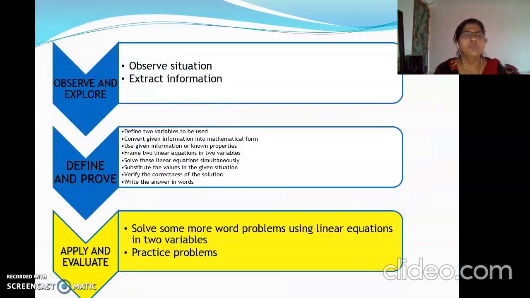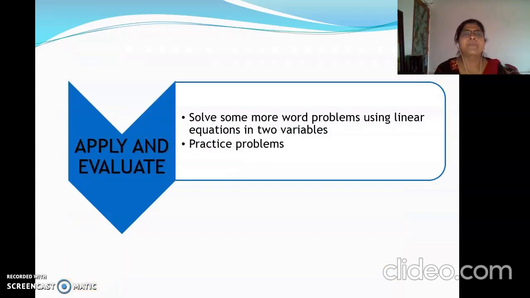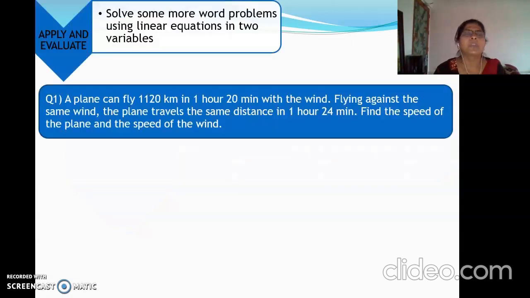Now let's move to the third and final phase of the presentation, that is apply and evaluate. By following the steps given in the define and prove phases, let's solve some more word problems using linear equations in two variables. After that, we will see the practice problems too. Let's solve some word problems.